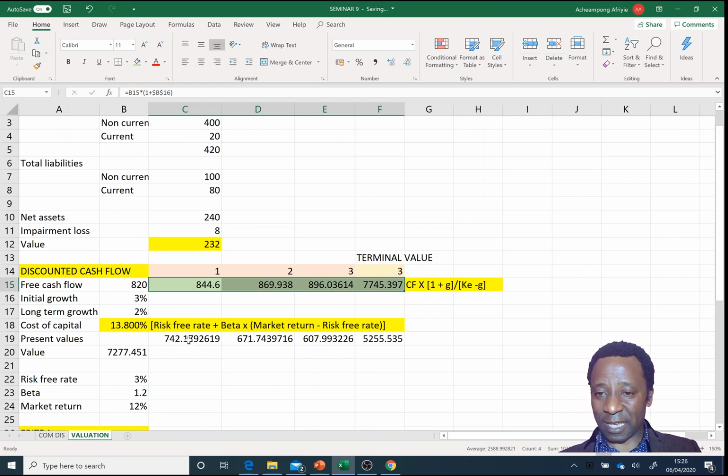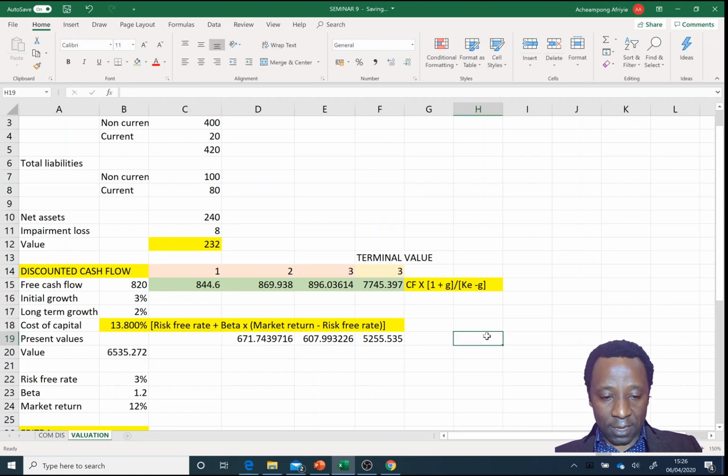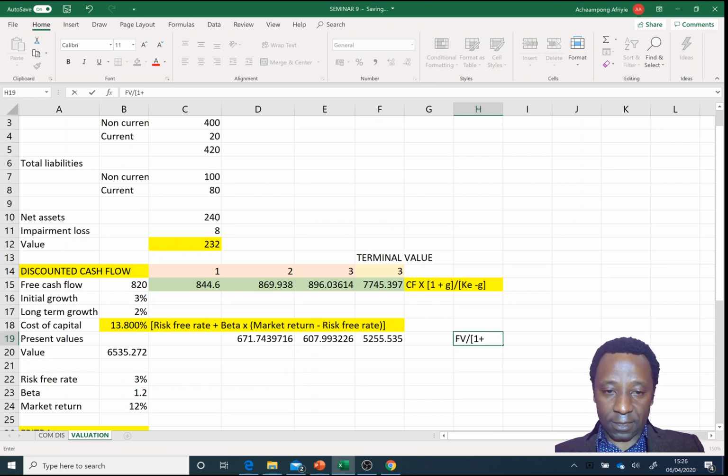So we need to discount them. We need to bring them to their present value. And how do you discount? You have a future value, FV, and you divide it by 1 plus your cost of capital raised to the power n, n being the number of years, right?